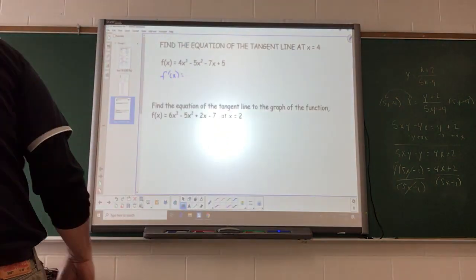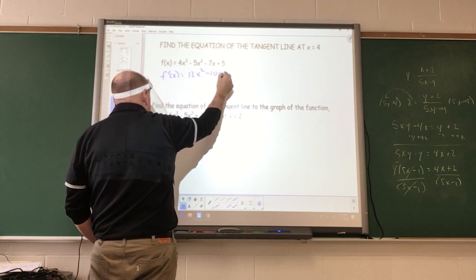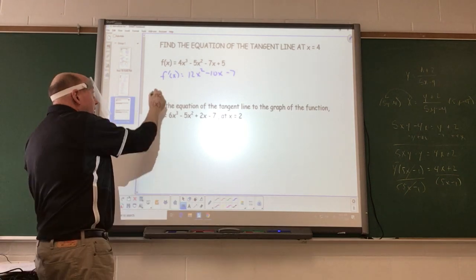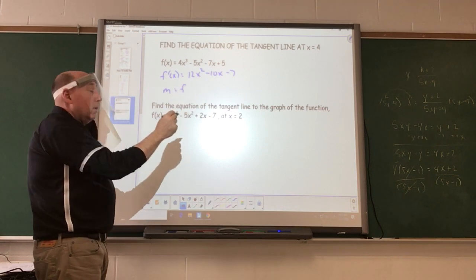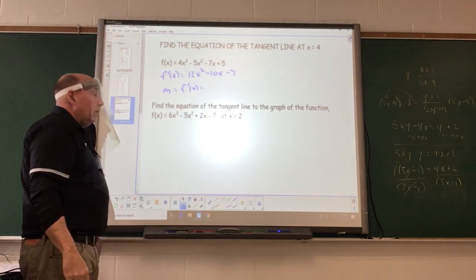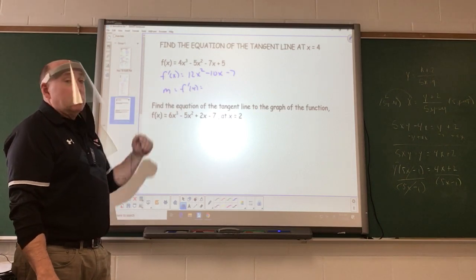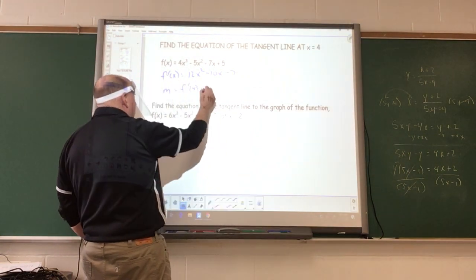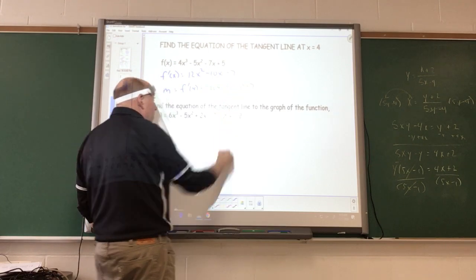Adam, what do you get for a derivative? 12x squared minus 10x minus 7. That's correct. And if I have a constant, it's a 0. So to find my slope, it is the value of our derivative at the value we're trying to find. So the value of my derivative is the slope of the tangent line. So I can find my slope by taking 12 times 4 squared minus 10 times 4 minus 7.